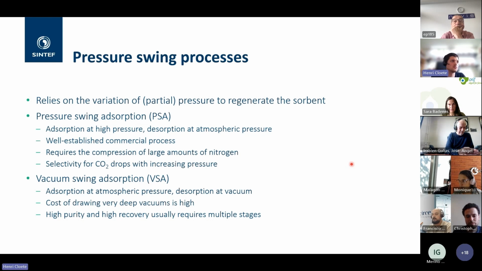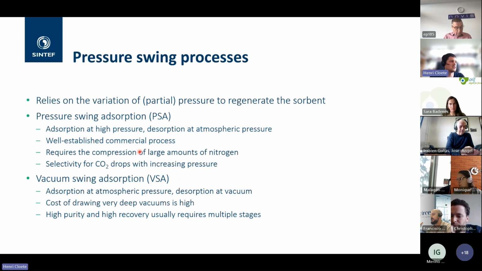So first are pressure swing processes, which rely on a variation of the pressure, or specifically the partial pressure of CO2, to regenerate the sorbent. So one option is to do a PSA process, where you have the adsorption at high pressure, but you desorb at atmospheric pressure. So this is a well-established commercial process. For example, I think in demonstration 1, a PSA process is used, but I think there it's actually used to separate CO, and you only get left with a CO2 concentrated stream in the end.